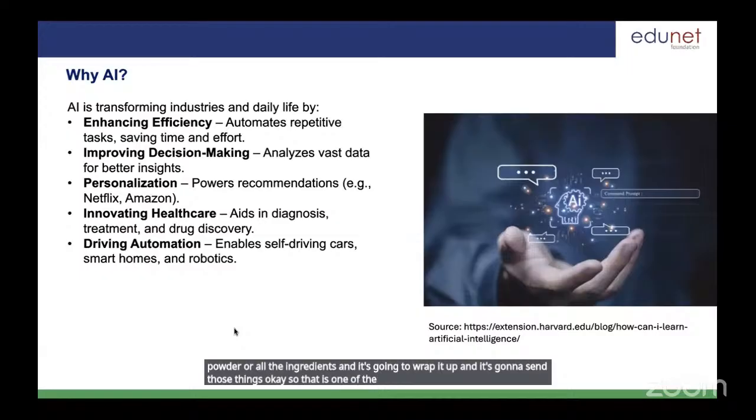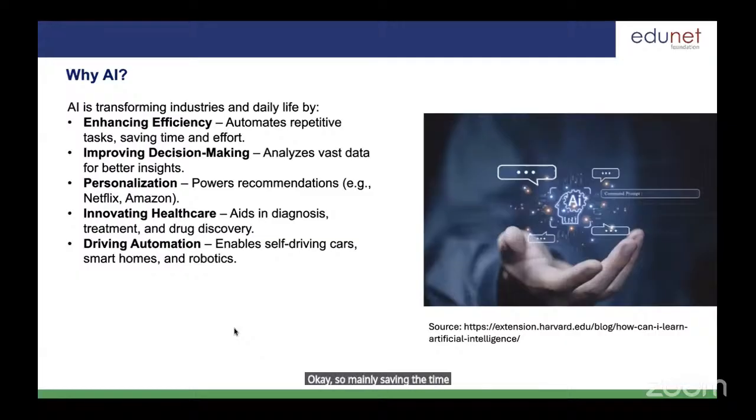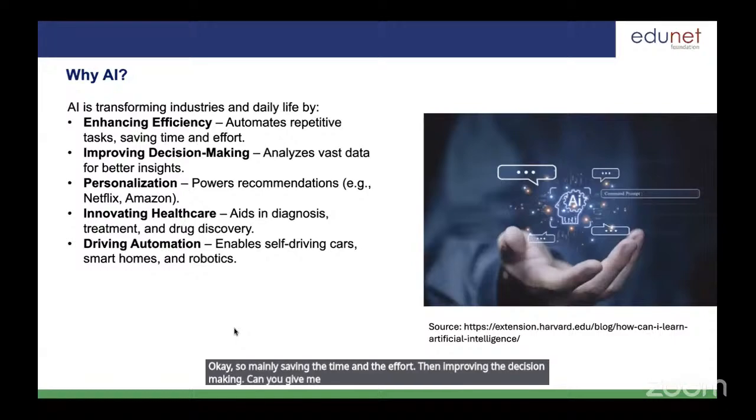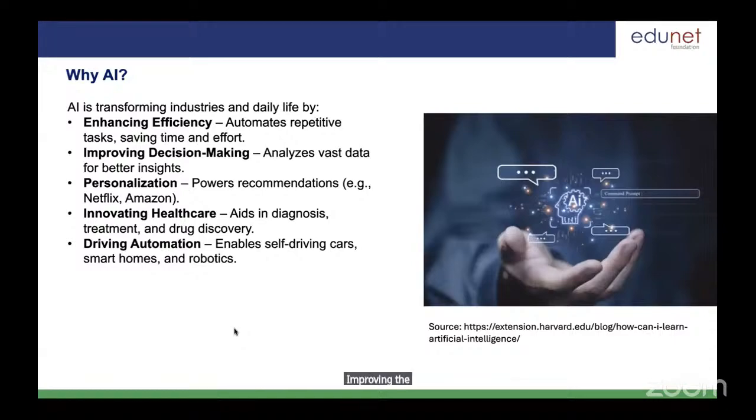You can take any kind of example. We are not dependent on one specific example. There are a lot of examples you can discuss. So mainly it is saving time and effort. Then improving decision making. Can you give me an example for this? How is AI helping us in this specific part, improving decision making?